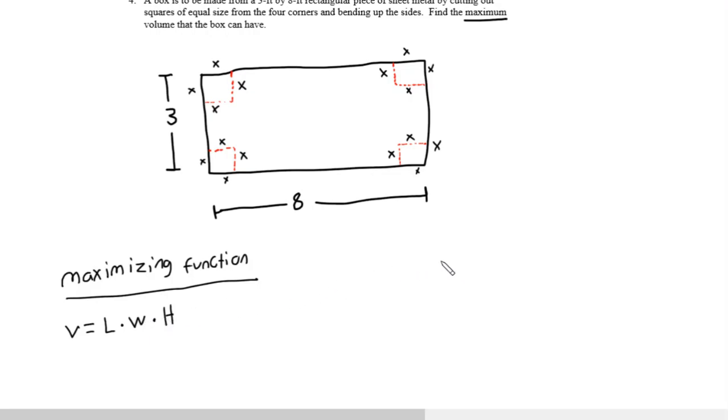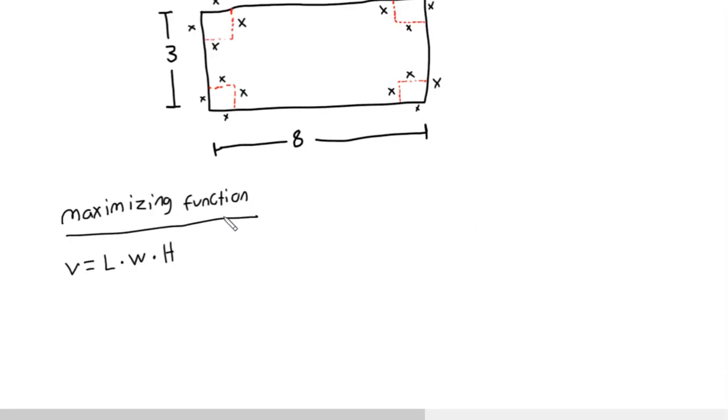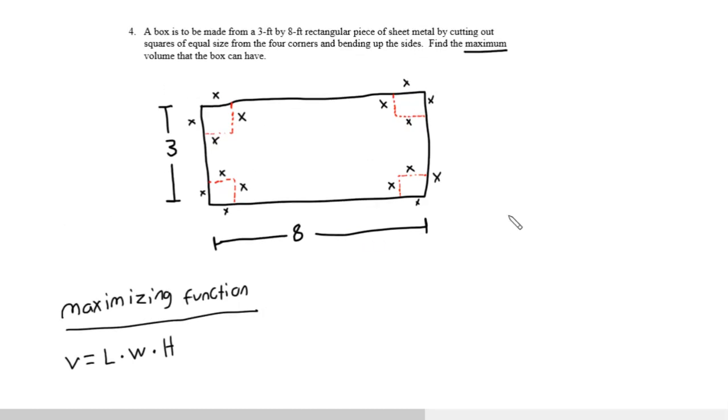Now let's try to figure out what this is. Don't be so quick to say 8 and 3 are your length and width, because you have to remember what's happening at the end. These pieces are being cut out and then the sides are folded up. Once this box is done, this side is no longer going to be here, neither will this, neither will that. Those will not be a part of the box anymore.